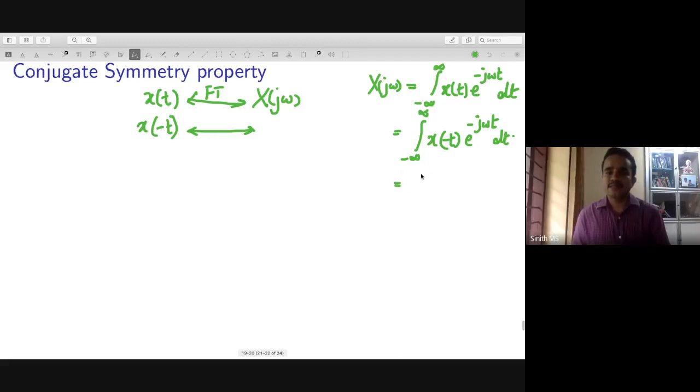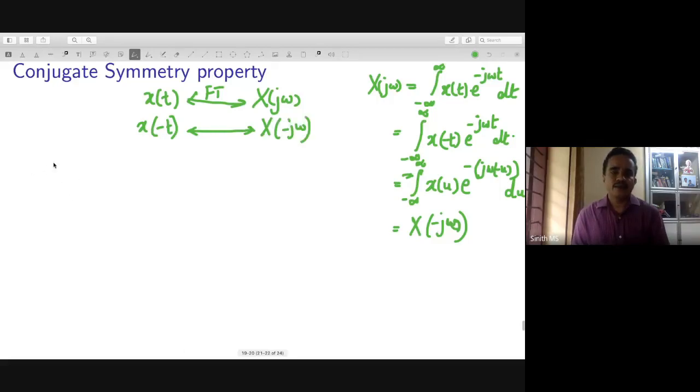Suppose you replace minus t with u, then this becomes x of u e raised to minus j omega, and minus t becomes u, so the exponent becomes minus j omega times minus u. Since t is minus u, dt is minus du, so you have a minus sign here, which flips the limits. So this is going to become X of minus j omega. If you take the minus u here, this becomes minus omega into u. So this is the integral from minus infinity to infinity of x of u e raised to minus j minus omega into u, which is X of minus j omega. So x of minus t has a Fourier transform X of minus j omega.